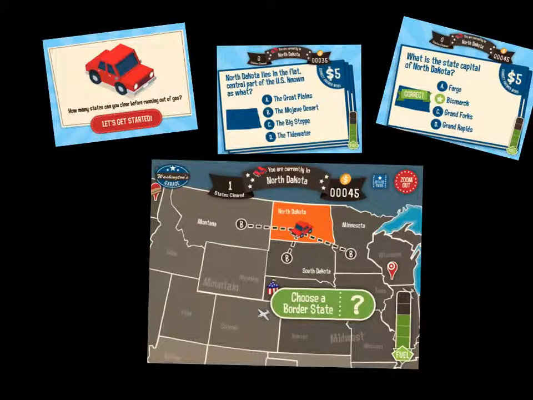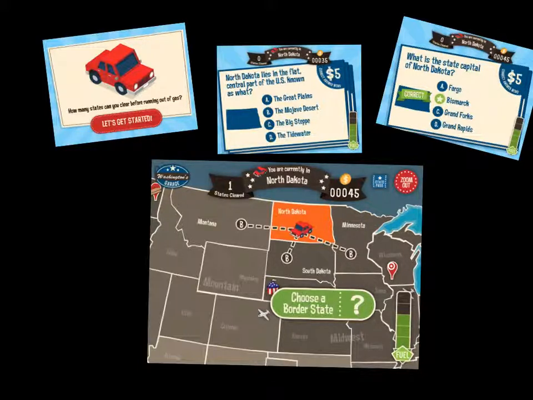So now as you go through the game, it'll start you out. After you've done your research, the students can get started. They click on Let's Get Started, and it'll take them to a certain state. Here it took them to North Dakota, and they are given 3 questions to answer. For each correct question, they get $5. And the money helps them pay for things like different cars.